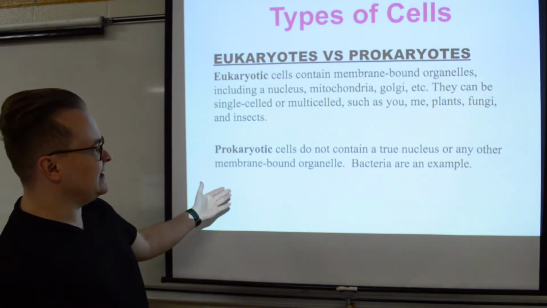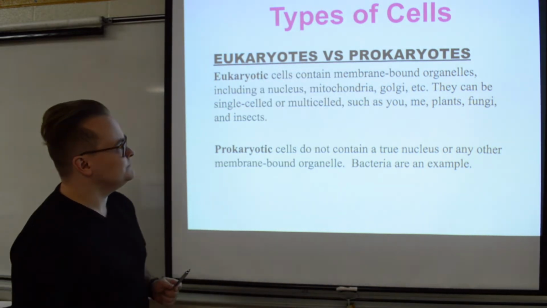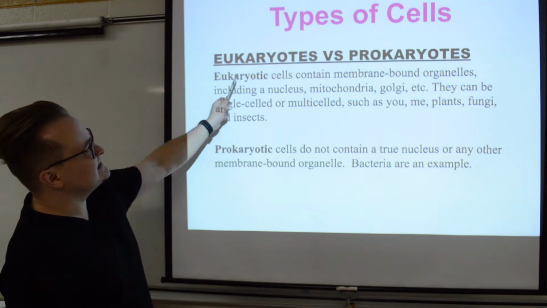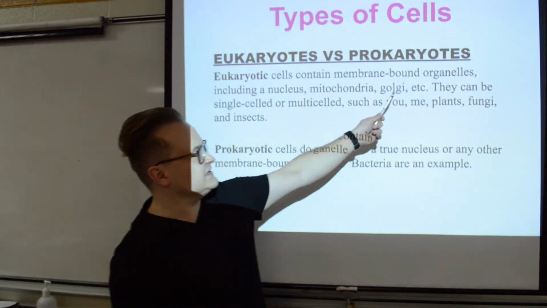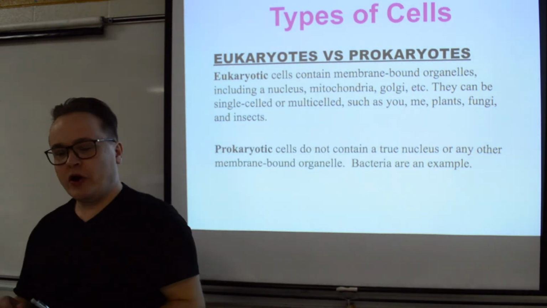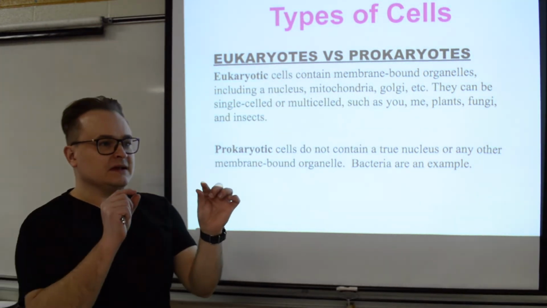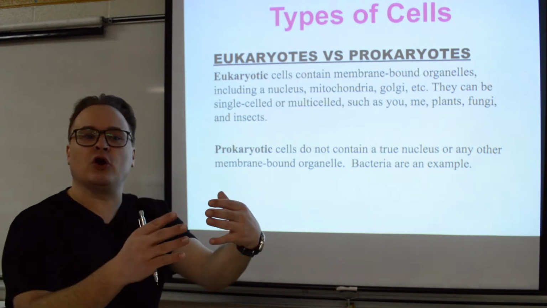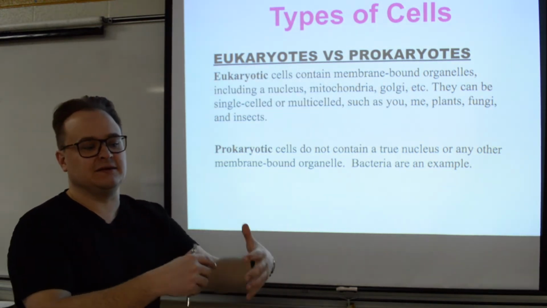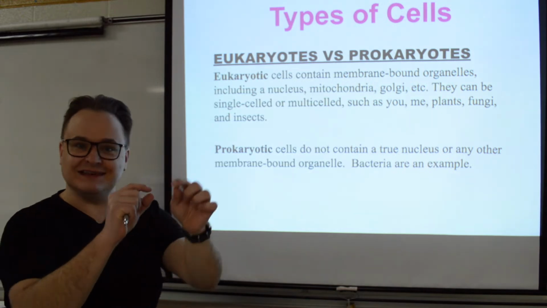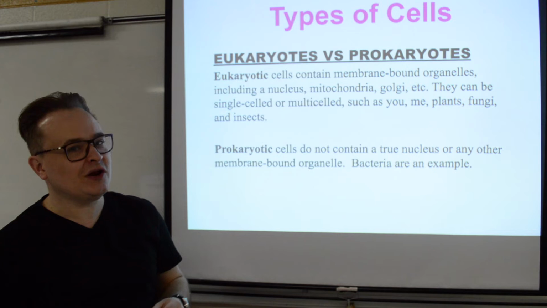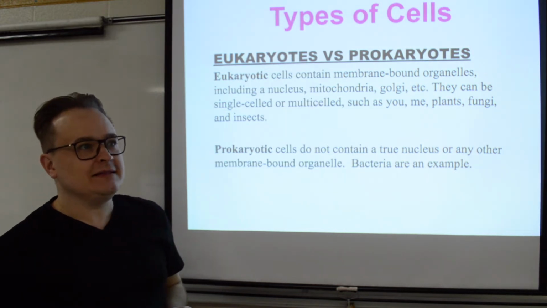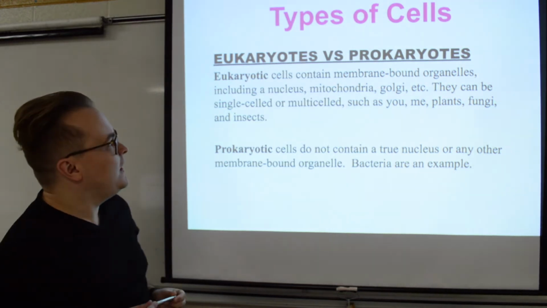Or you could pause it and look at this. But what you've got to know is that a eukaryote's cells contain membrane-bound organelles. Organelles is a word you've got to get used to. Organelles means little mini organs, like the mitochondria, the cytoplasm, the ribosomes. All those little things inside a cell are called organelles. So you're going to hear that word a lot. That just means little parts inside a cell.